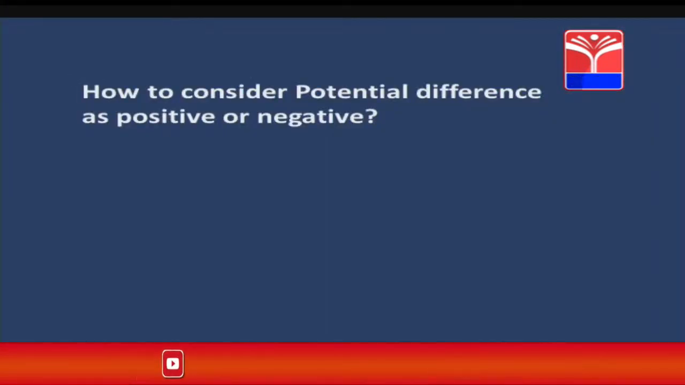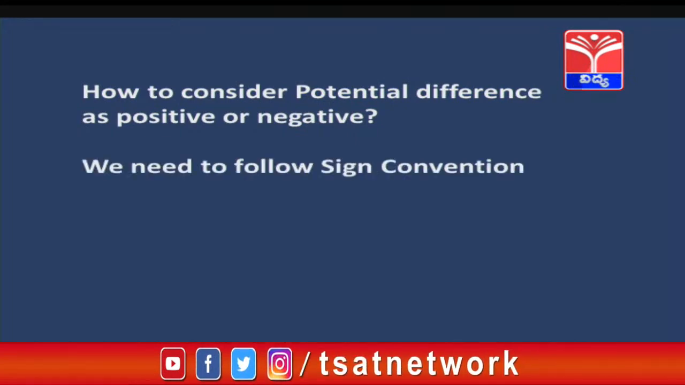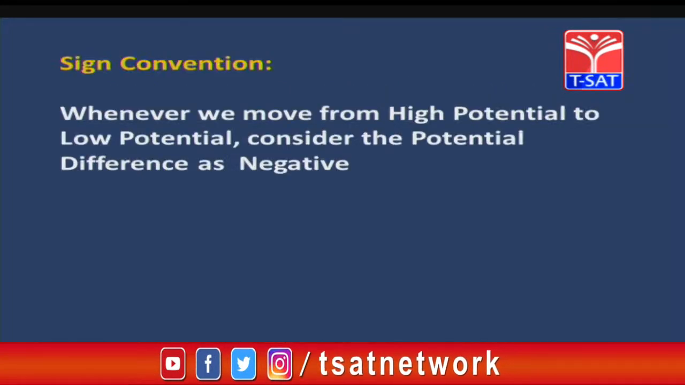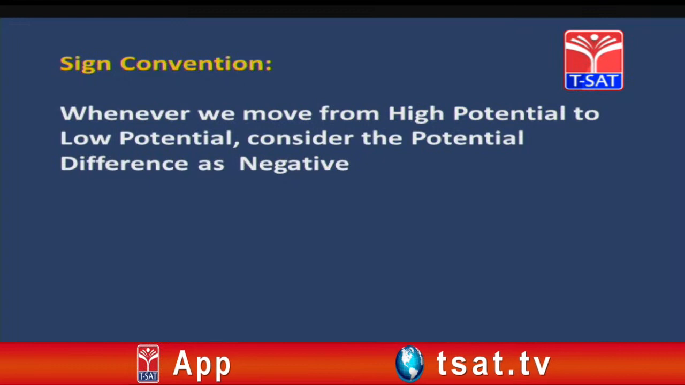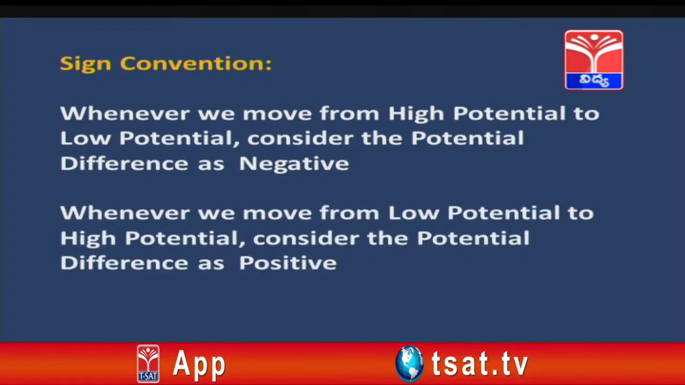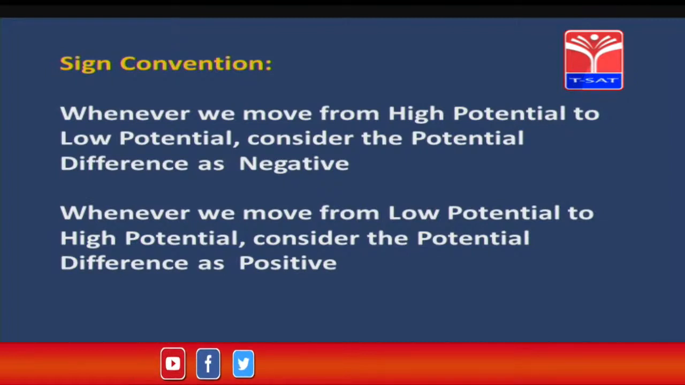Children, when we have a little complicated network, it is very difficult to understand which is positive and which is negative. How to consider potential difference as positive or negative? We need to follow a sign convention. The sign convention is as follows. Whenever we move from high potential to low potential, consider the potential difference as negative. Whenever we move from low potential to high potential, consider the potential difference as positive.